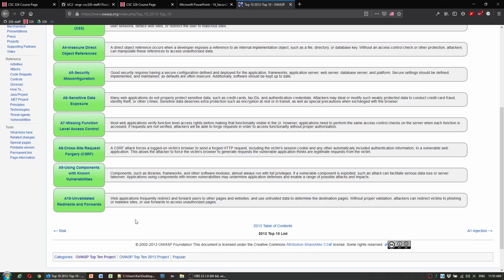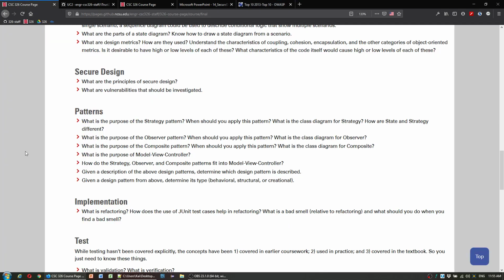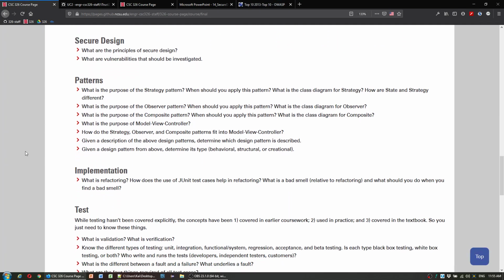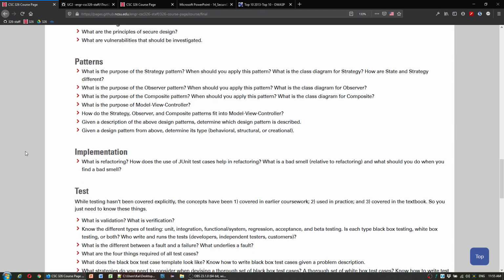The final one here is unvalidated redirects and forwards. So this is basically, you might get forwarded on to a malicious site accidentally if code that contains like a document.location.href equals whatever gets executed, potentially due to a cross-site scripting attack that was performed earlier. So I don't believe that we covered all of those in class. I think we only covered 3 or 4 of them, but that is at least the top vulnerabilities list and contains things to be aware of.